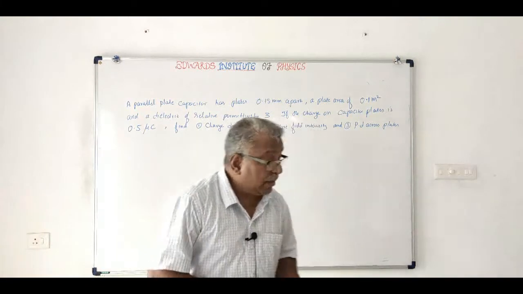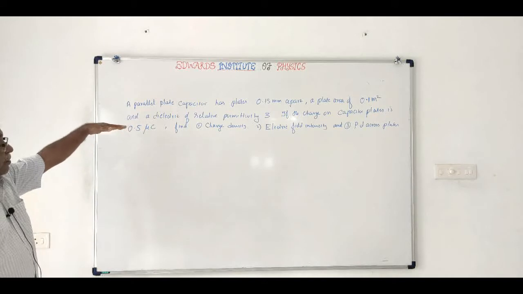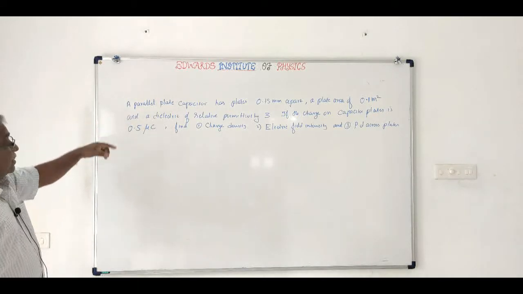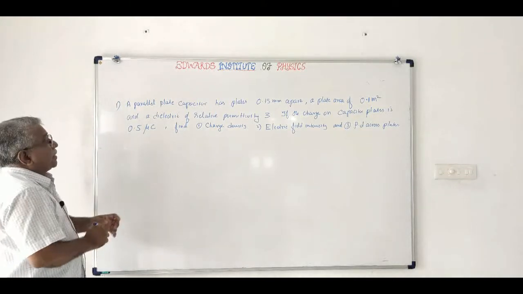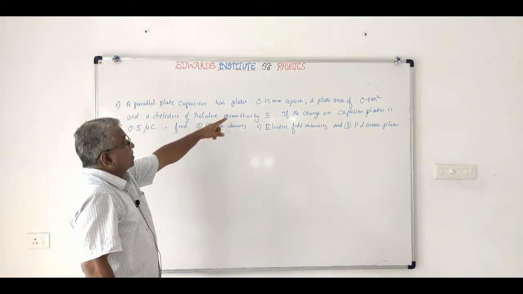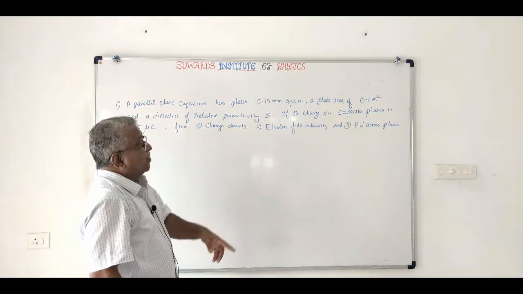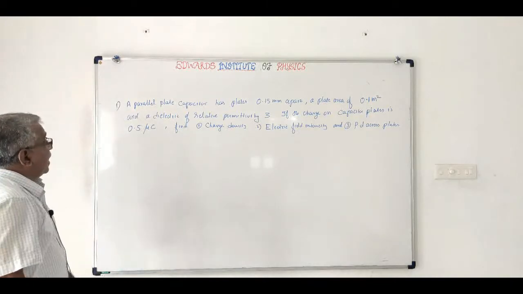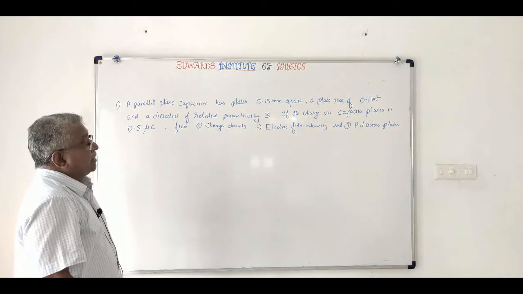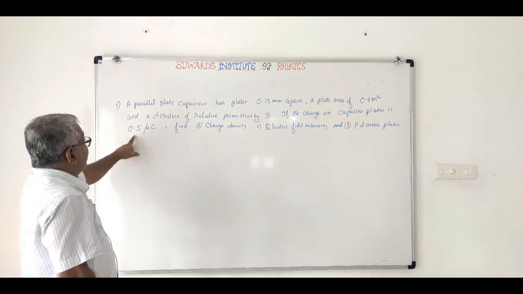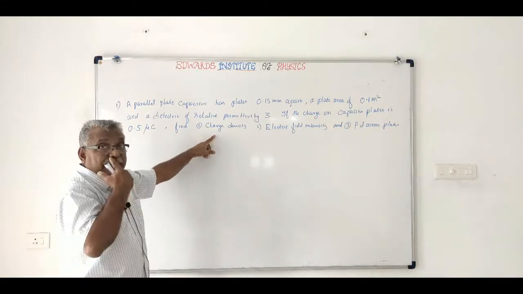Now let us see some problems, numericals of this about what we have studied. See, first question is one. A parallel plate capacitor has plates 0.15 millimeter apart, a plate area of 0.1 meter square, and a dielectric of relative permittivity 3. If the charge on the capacitor plate is 0.5 microcoulomb, find 1. the charge density sigma. That is what it is asking.